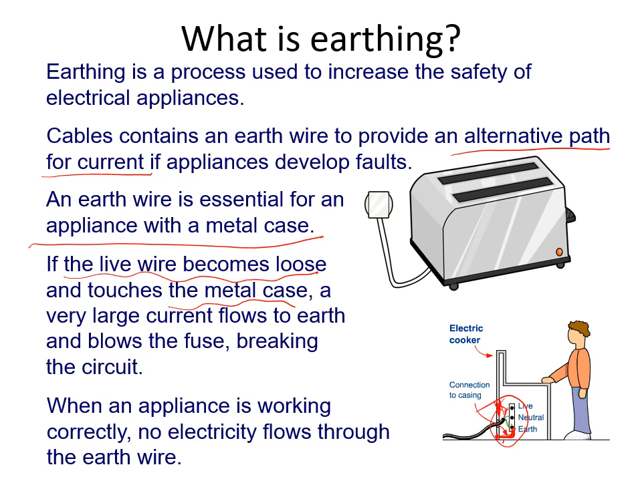Okay, you don't have to know the details of the fuse as per the specification. So the main thing you need to know about earthing is it provides an alternative path for the current. Anytime the live wire becomes loose or there is a fault and it touches the metal casing, all that extra current will flow through the earth wire to the ground. And that will save the person who is going to touch the appliance from getting an electric shock.